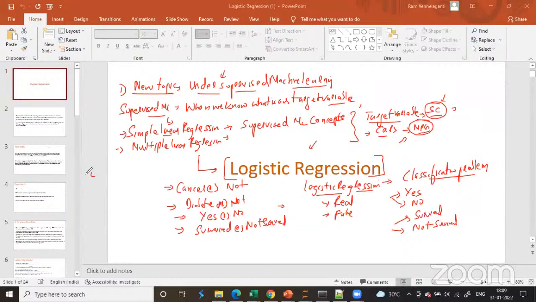Mostly in our use cases, we are going to limit our discussion to a binary classification problem, where we'll be working with only two classes, only two outcomes or two categories. That is going to be the area of focus for us. We'll try to solve a binary classification problem using the concept of logistic regression.